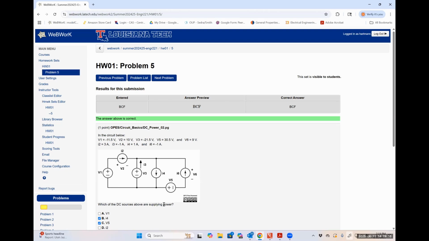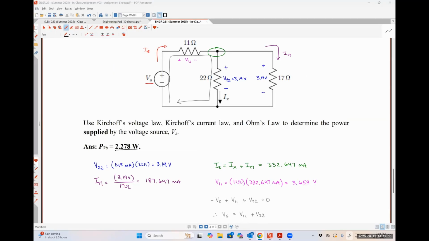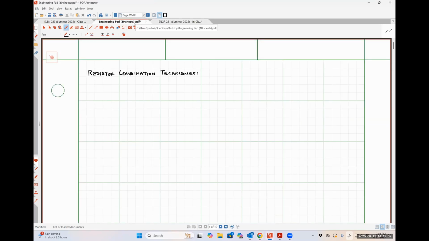Yes, it was. Thank you. No problem. Any other questions? All righty, well then let's get on to the topic of the day. So, resistor combination techniques.